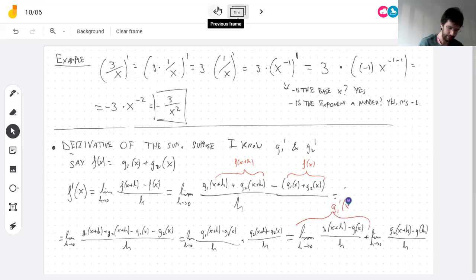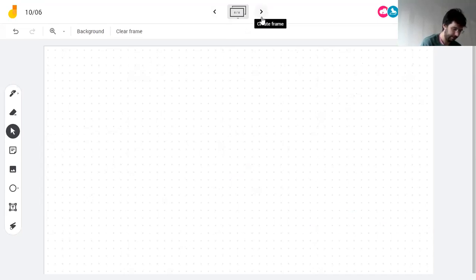This is g1 prime of x, and g2 prime of x. So the answer, if you want to take the derivative of a sum, is that you take the derivatives and add them together, like Matthew said. This is what people call the derivative of the sum. So if you add two things and take the derivative, you would take the derivatives and add them together.